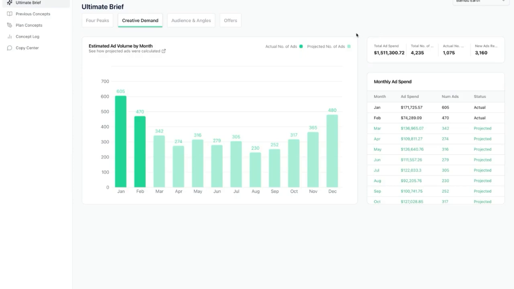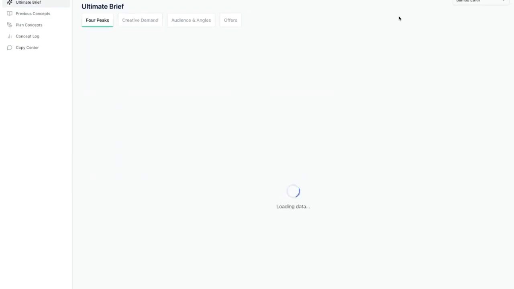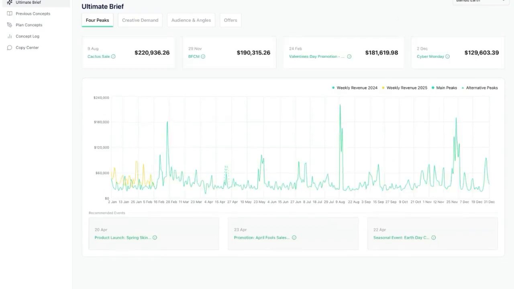Gotcha. Let me quickly ask a question about sort of making versus breaking the model, maybe. So if you go back to the four peaks chart, obviously we've gone over a little bit the suggested peaks that the AI has given you, for instance, that's in April, right? So let's say you want to incorporate that into your plan. How does that affect that number on the creative demand side?